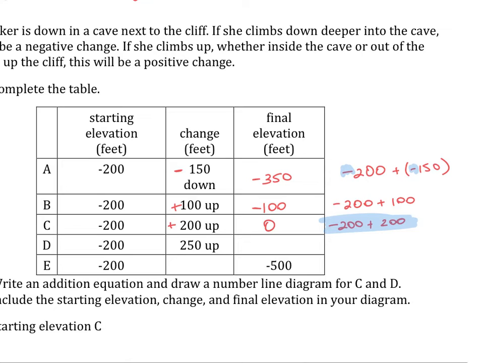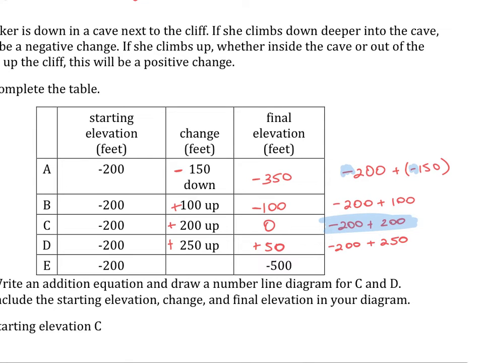For D, it says the Spelunker started at negative 200, again went up, but this time 250. So when I write my addition problem, that's negative 200 plus 250. Again, the signs are different, so I know I have to subtract the absolute values. 250 minus 200 is 50. And then I take the sign of which there is more of. So in this case, there are more positives. So that's a positive 50.